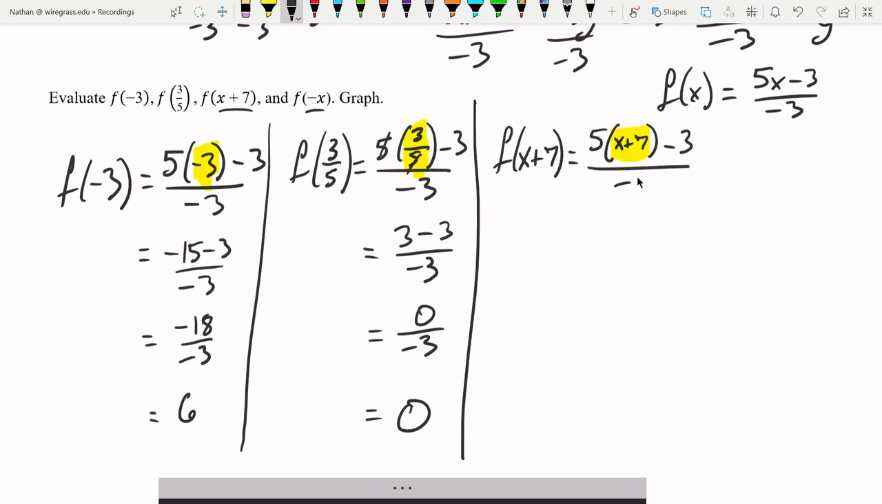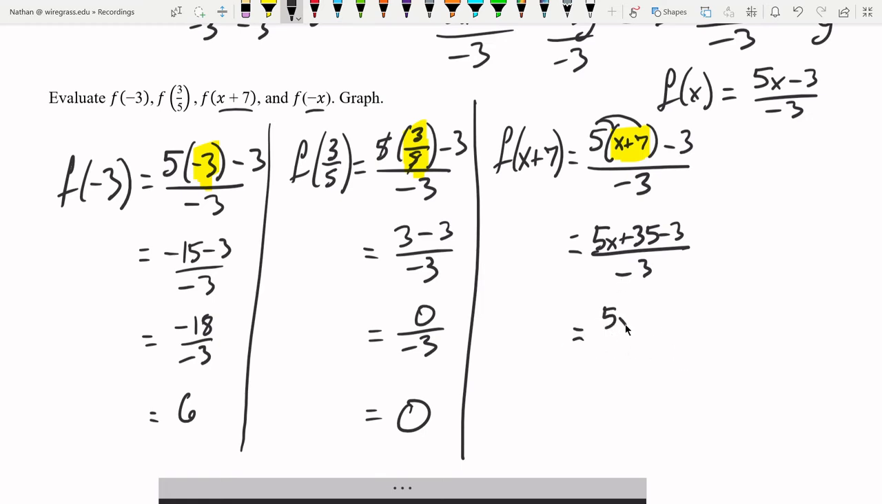And whenever you plug in something into a function, it's always a good idea to plug it in with parentheses, because that will clarify. Especially here, you can see we actually need to distribute 5. If you didn't plug it in parentheses, you might miss that, but it's 5 times the input, whatever the input is. And here our input is x plus 7, so 5 times our input, we have to distribute it. 5x plus 35 minus 3 over negative 3.